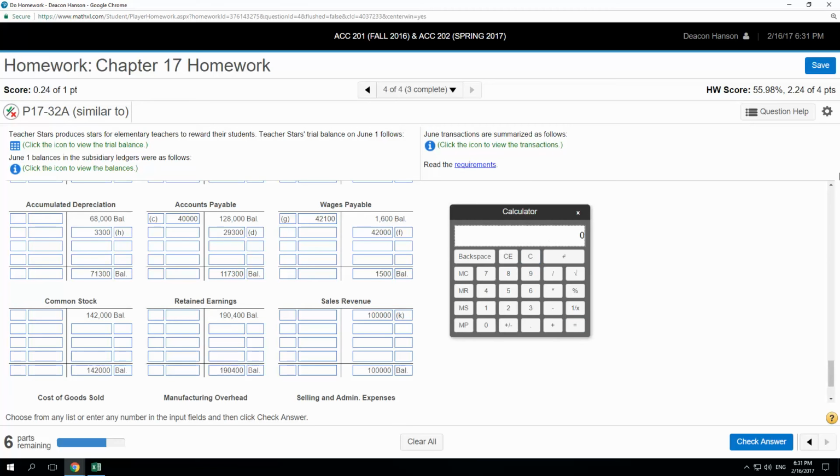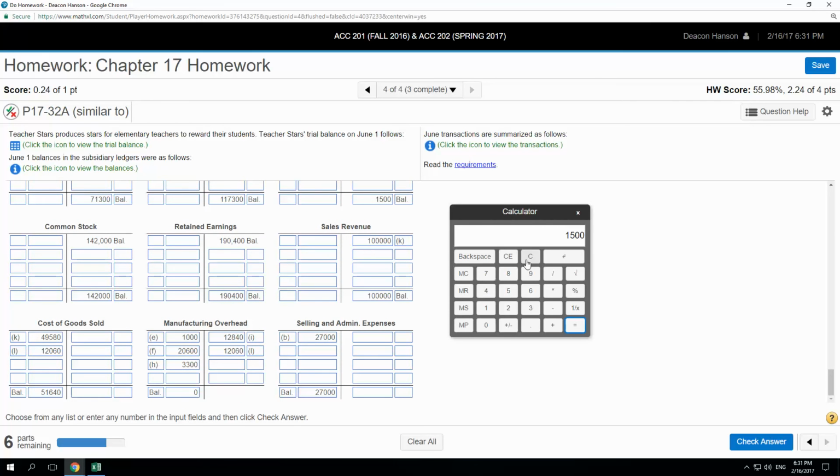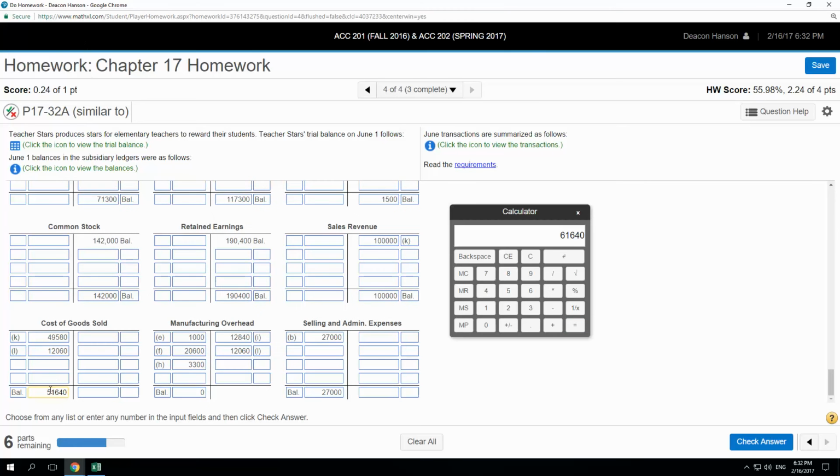$117,300. $1,500. 142 balance. 19400. 100. Okay, let's see. Oh, here it is. You see it, Whitney? I put in a 5, it should have been a 6 here. So it should have been 61.